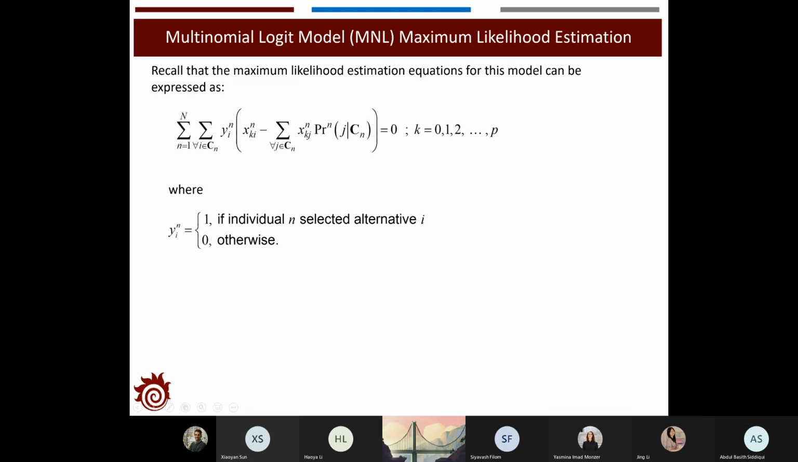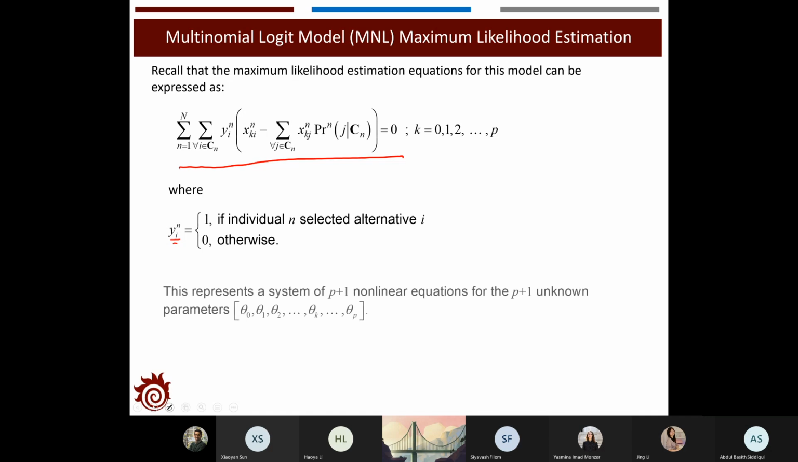So for all those k plus 1 equations, what we derived is this equation. It's still complicated, but it's better than what we showed previously from the likelihood function. And we know y_i is the potential outcome for individual n. Once you solve this equation, you will have a set of p plus 1 estimated coefficients. But the issue is that even this one is still very complicated.